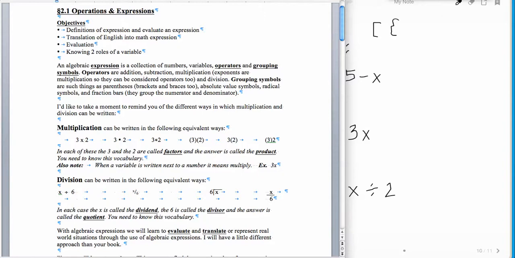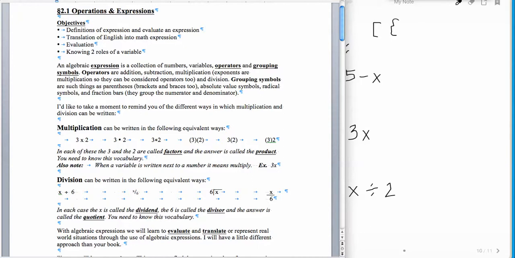You need to know vocabulary-wise that the numbers that are being multiplied together are called factors, and when you get an answer from a multiplication problem, it's called a product. Also note that when we use variables we could just write a number next to a variable to represent multiplication. Division can be represented in the following ways.